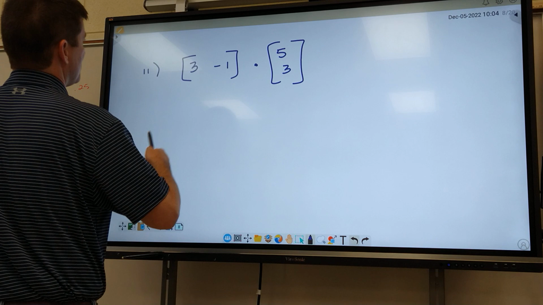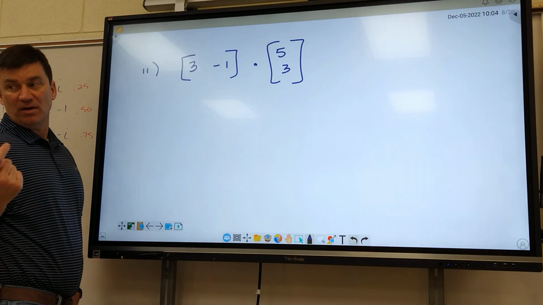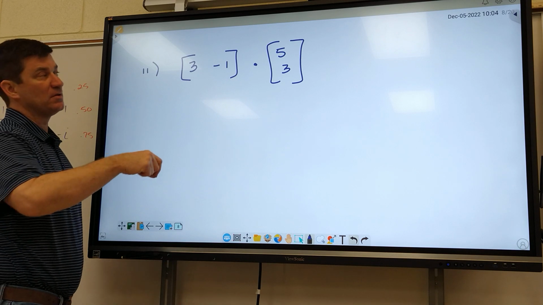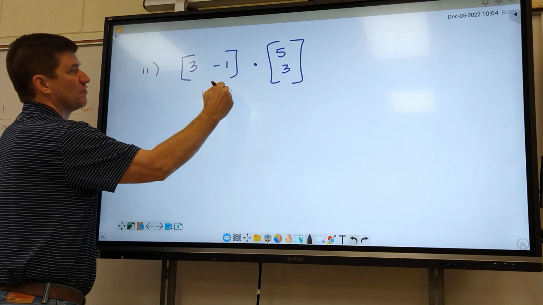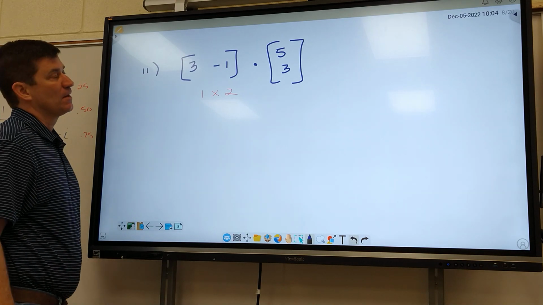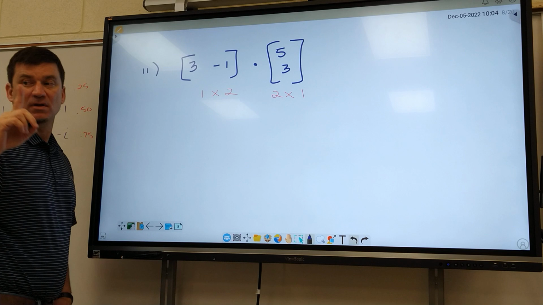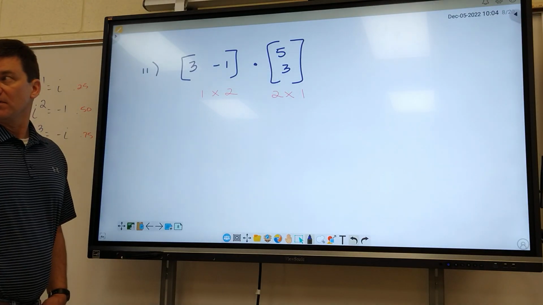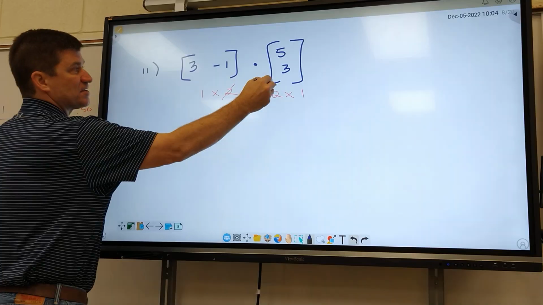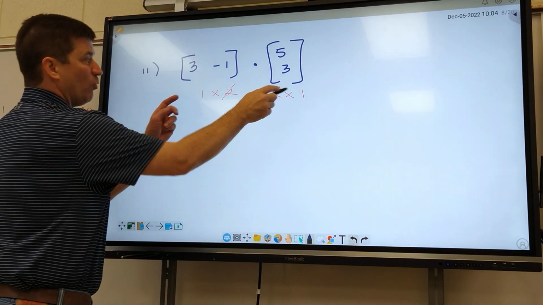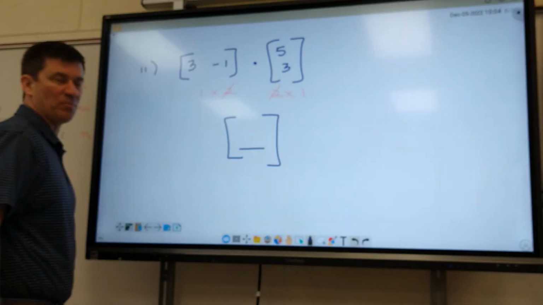All right, what size is the first matrix on 11? Look, it's rows by columns. 1 row, 2 columns, so that's a 1 by 2. This one is 2 rows, 1 column, 2 by 1. So, can we multiply these two together? Yes. How big will the answer be? Hold on. The middles cancel out. It'll be a 1 by 1, which means that's just one number.